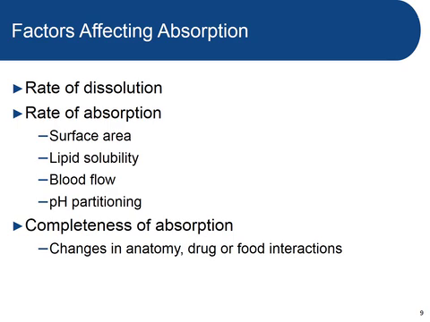I do think, though, the last bullet there, completeness of absorption, is something that as clinicians we can have a role in affecting. Completeness of absorption can be impacted by changes in anatomy, and can be impacted by drug or food interactions. The completeness of absorption is important because it is indicative of how much drug actually gets into the bloodstream, and then, of course, how intense the response is as a result of that. So I want you guys to think for a moment, what kind of changes in anatomy could impact this?